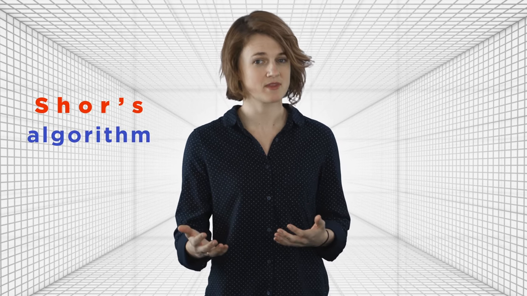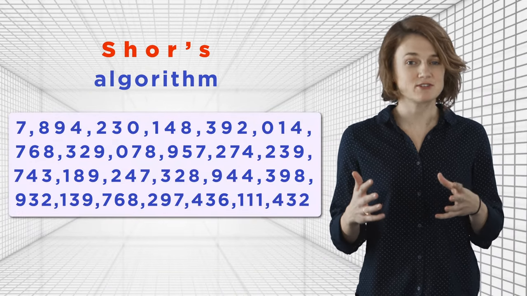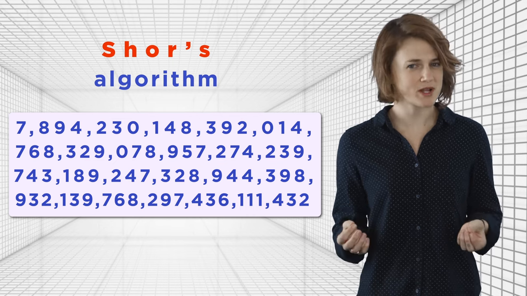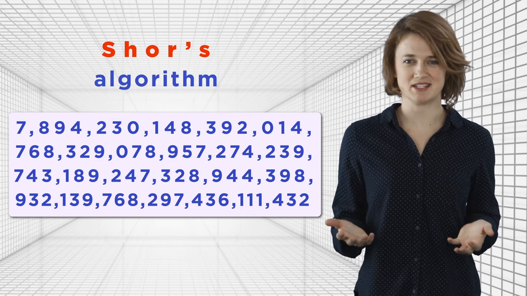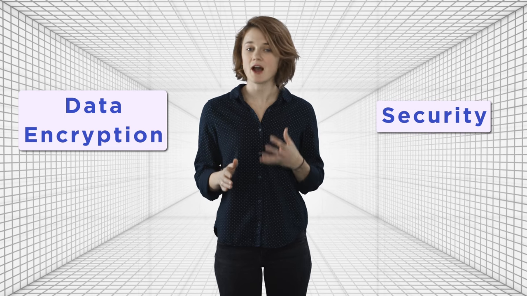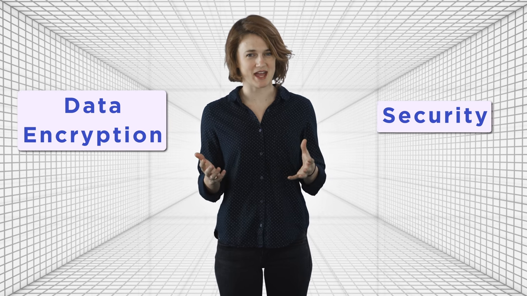This small example doesn't really convey how big of a deal it is that quantum computers take exponentially less time than classical computers. Probably the most famous example of this is Shor's algorithm. Finding the prime factors of this huge number could take years with a classical computer. But with a quantum computer, it'd probably just take a few minutes. Data encryption and security depend, in part, on how difficult it is to factor big numbers. And quantum computers might ruin that. But for now, your data is safe.